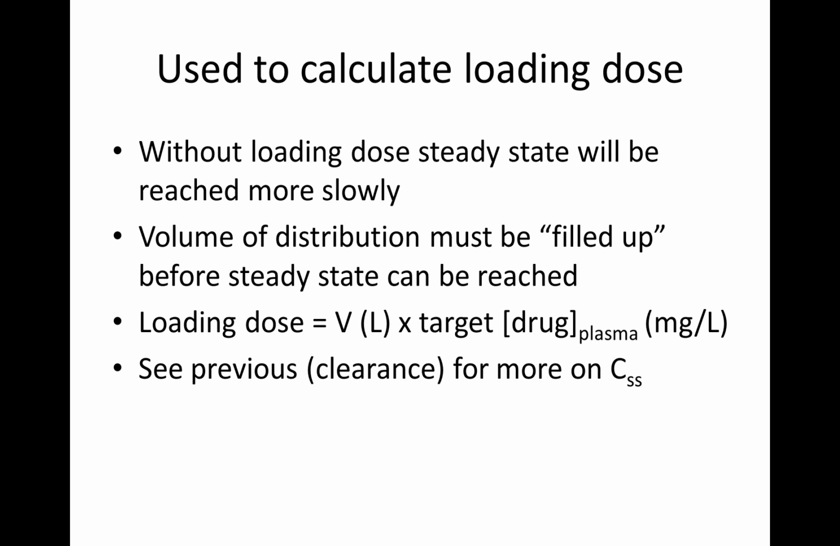Volume of distribution is useful for working out a loading dose. Without a loading dose, steady state will be reached more slowly, since the drug must first fill up this volume before steady state concentration, which is determined by clearance and dose rate, is established.